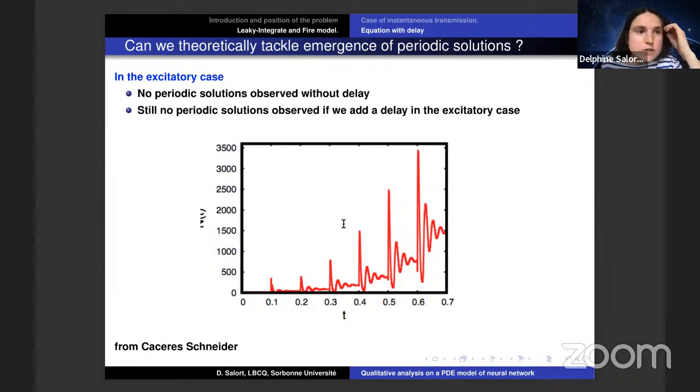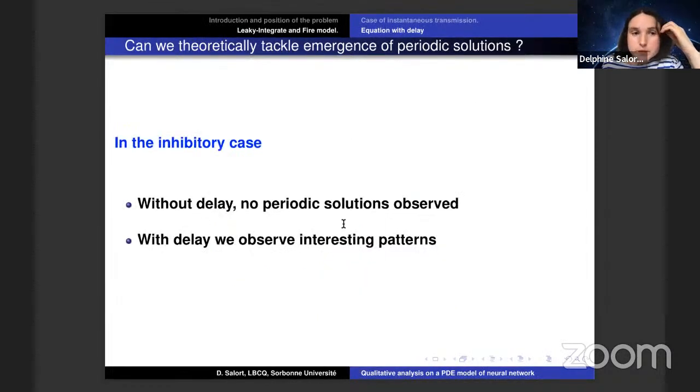So in the excitatory case, we still do not have periodic solutions. We have this kind of pattern where the activity of the neuron gets bigger and bigger and goes to plus infinity. Let us see what happens in the inhibitory case. I recall that without delay, we have no periodic solution, at least numerically, and we have even observed that it converges very fast to a stationary state. However, if we add some delay, we observe interesting patterns.